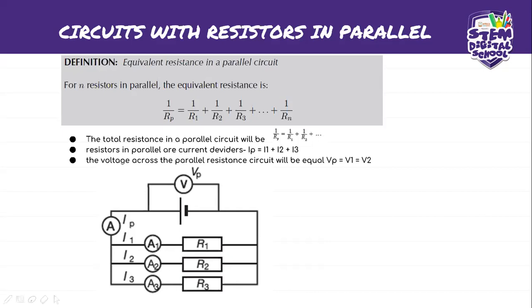But for the current, we're going to use the current divider rule, which is going to be I parallel equals I1 plus I2 plus I3. So they divide in this case, okay? It's going to be the total that you're going to use to find your I parallel. Does it make sense, guys? If it doesn't, just drop me a chat and I'll explain it further.